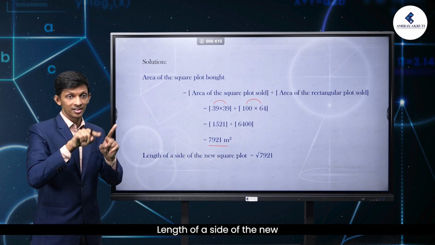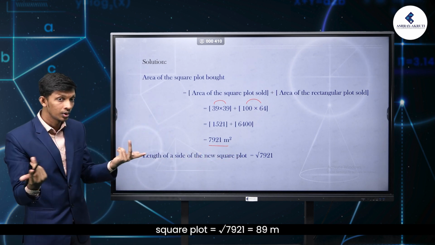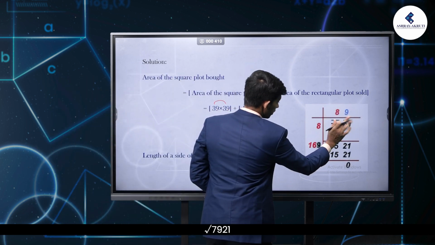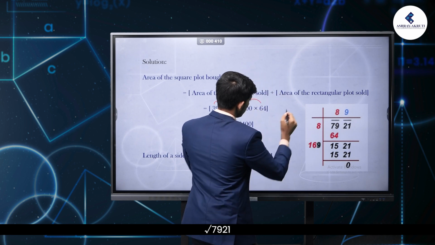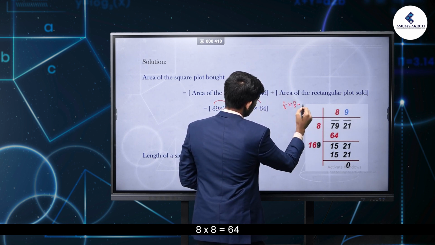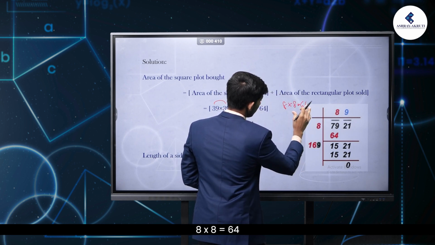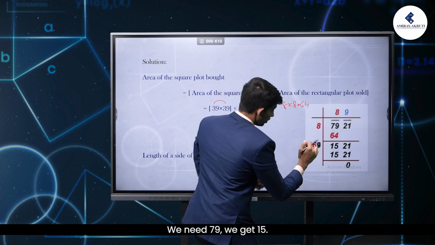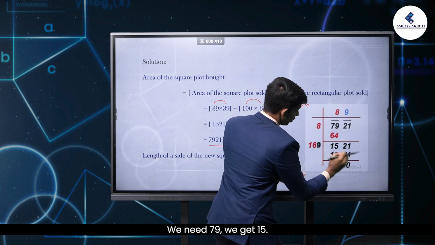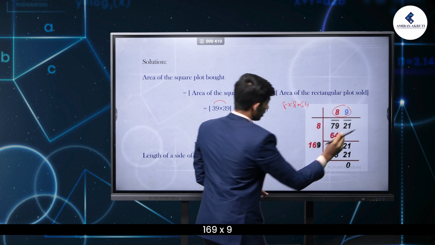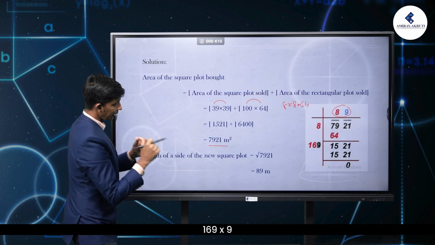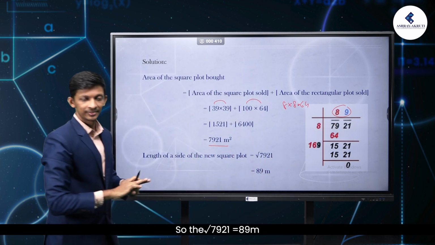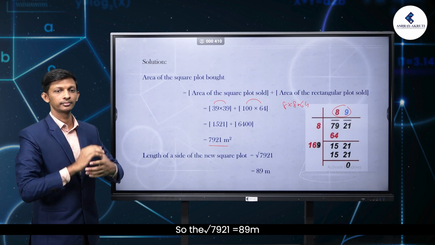So the length of a side of the new square plot is equal to the root of 7921. So now let's find the square root of 7921. 8 times 8 is 64. We apply that beneath 79, we get 15. After that, 169 times 9 gives us 1521. So the square root of 7921 is 89 meters.